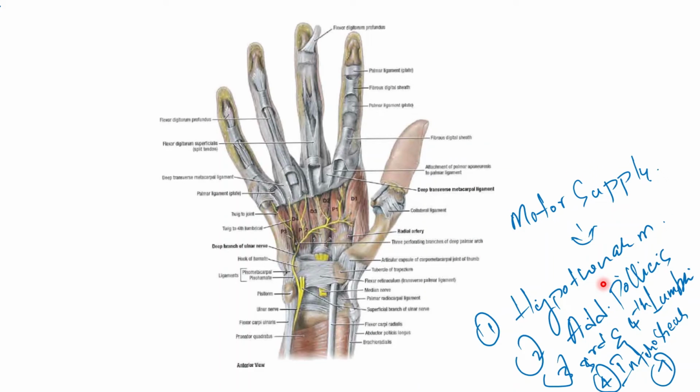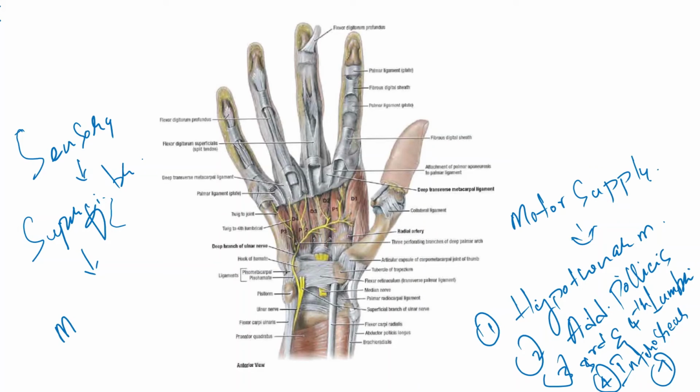When we talk about the sensory supply, the ulnar nerve has got the sensory supply also. The sensory supply is mainly contributed by the superficial branch, as discussed previously. So the ulnar nerve supplies the medial 1.5 fingers along with its adjoining palmar portion. So these are the supply or distribution of the ulnar nerve.